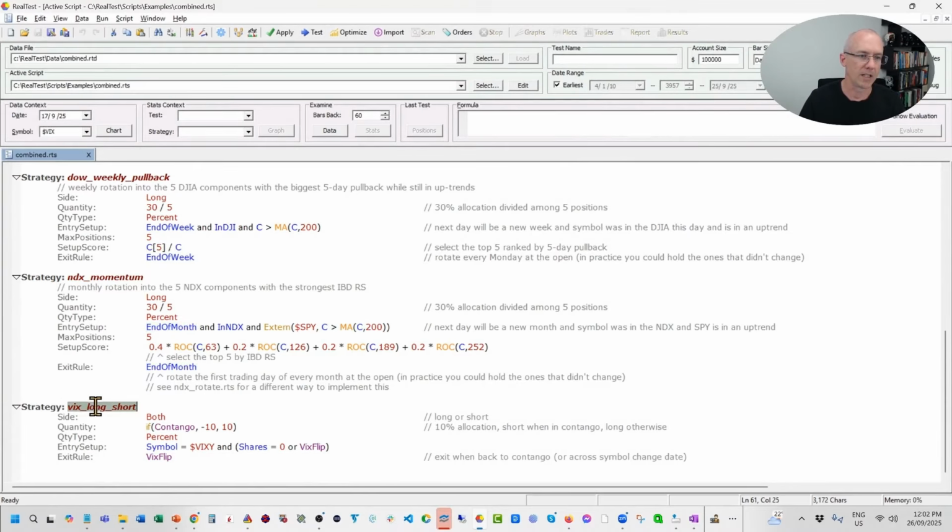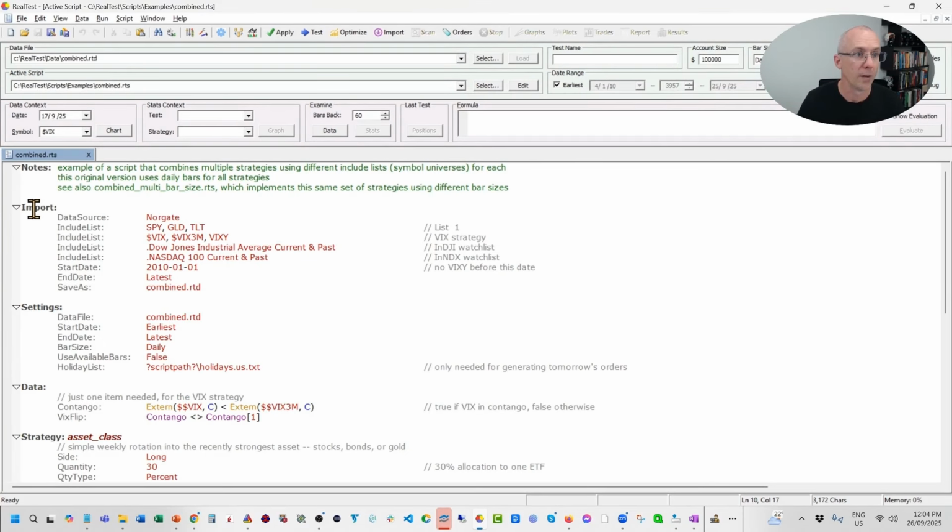And then finally, we've got the VIX long-short system. This is long or short VIX. And depending on whether VIX is in contango or not, it'll either buy or short VIX. So if VIX is in contango, it shorts the VIXY. If it's not, then it buys the VIXY with 10% allocation. So the entry rule is the symbol must be VIXY. So this system only trades VIXY. And if you're not in a position, or if VIX flips, then you buy or short sell. And the exit rule is when VIX flips. So the idea here is we're either long or short VIXY until a contango status flips.